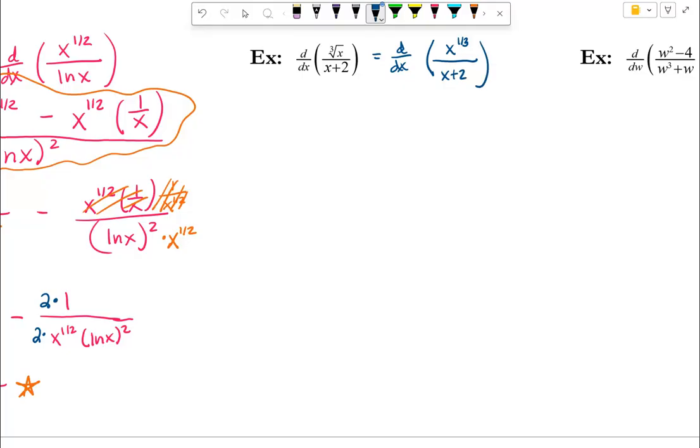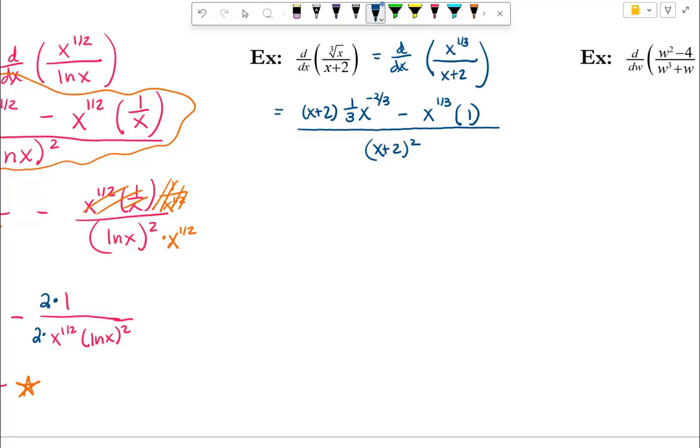So now when I take my derivative, again, I'm using my quotient rule. So low d high, so my denominator x plus 2 multiplied with the derivative of my numerator, 1/3 x to the negative 2/3 power. So low d high minus high d low, so x to the 1/3 power times the derivative of what's on bottom, my denominator, x plus 2. Its derivative is just 1, all of that over low, x plus 2 squared.